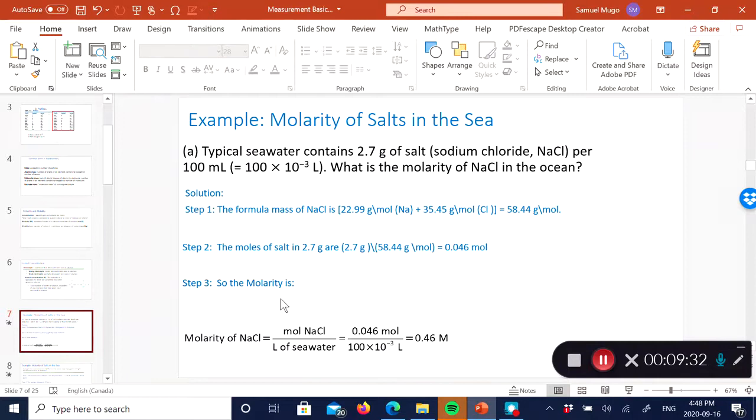Then the concentration would be the number of moles divided by the volume. And of course, the volume, we said, is 100 mL. And so the concentration is 0.46 molar.